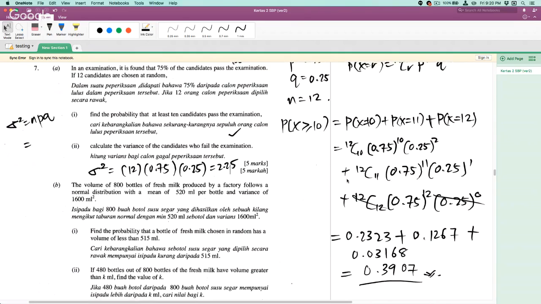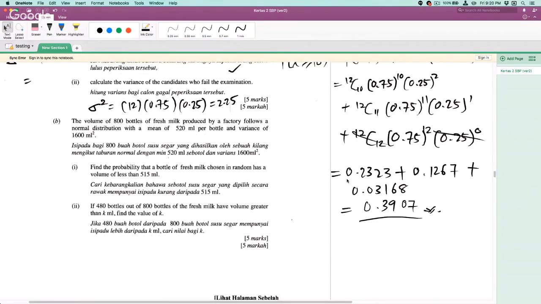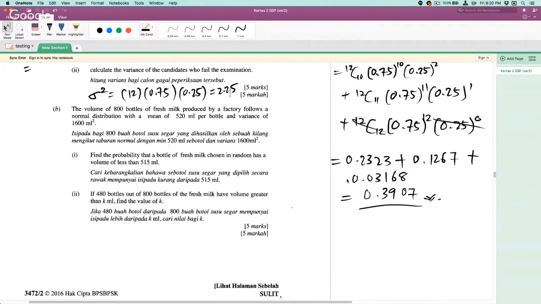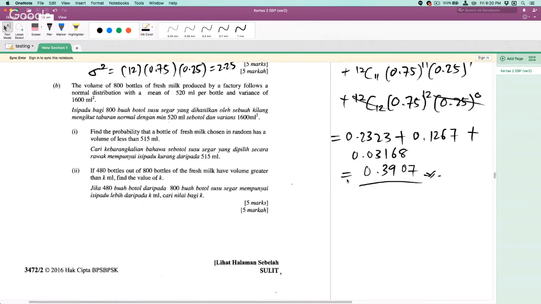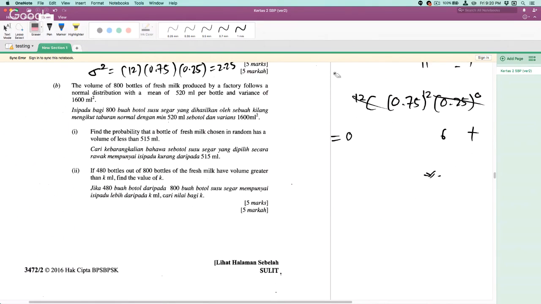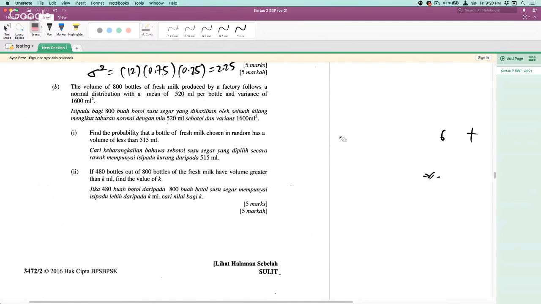All right, then we will go to have a look at another 5 mark question here. This is when you should use the bell-shaped diagram. So let me erase all this, because we're not going to use it here. The volume of 800 bottles of fresh milk produced by the factory follows a normal distribution. So you know your mean is 520, and then you know your variance. I mean, variance equals 1600, or I can use the symbol for variance.